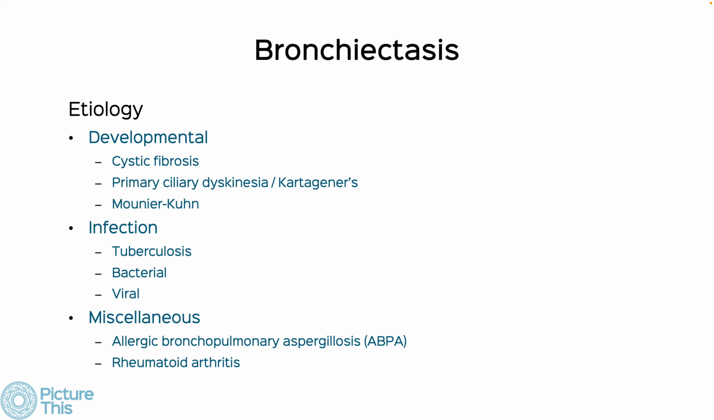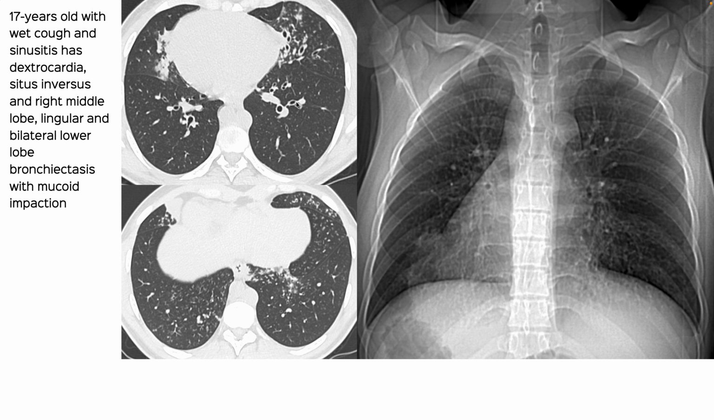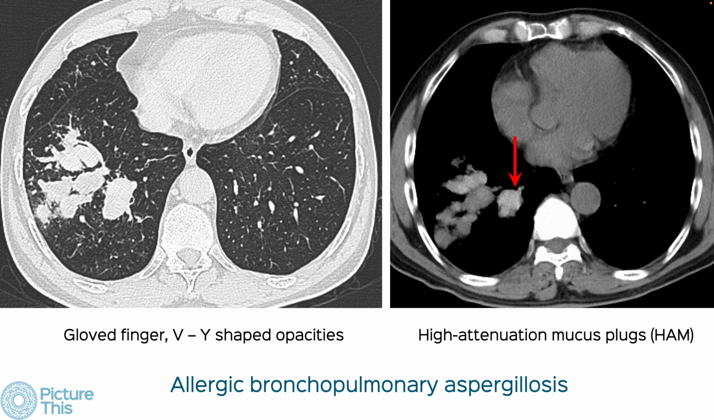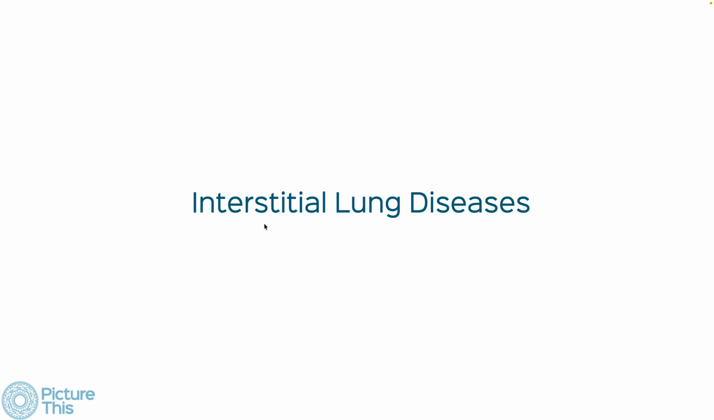And we can also often make out the cause, as in this patient who has dextrocardia, bronchiectasis in the right middle lobe and lingula. Anyone, this would be primary ciliary dyskinesia or Kartagener. Kartagener is a subtype of PCD. Another form is this one where we see high attenuation mucus plugs within these dilated bronchi, and this is very specific for allergic bronchopulmonary aspergillosis or ABPA.